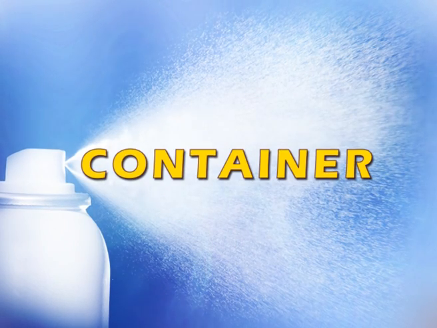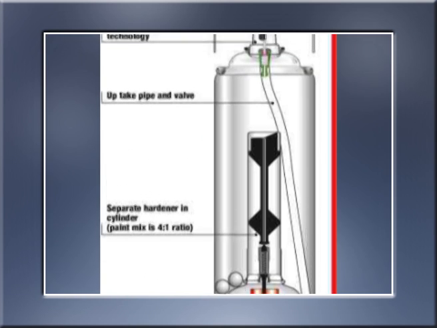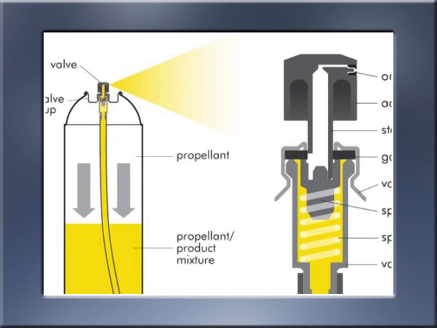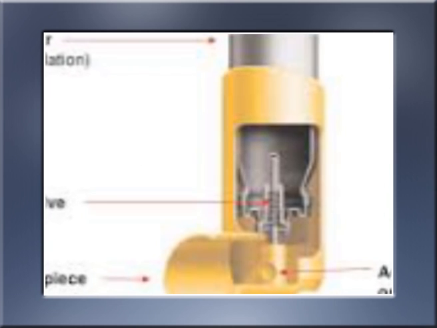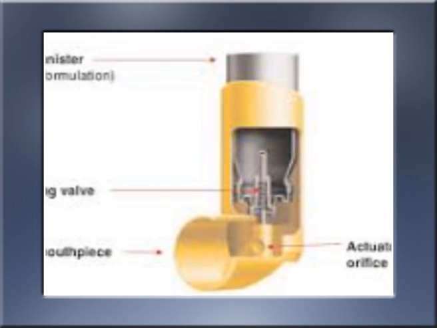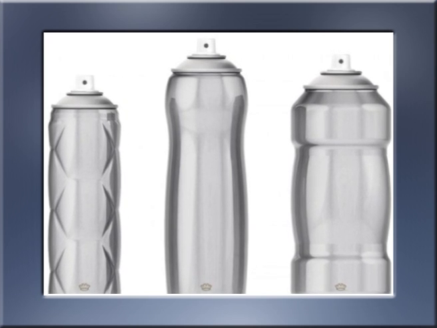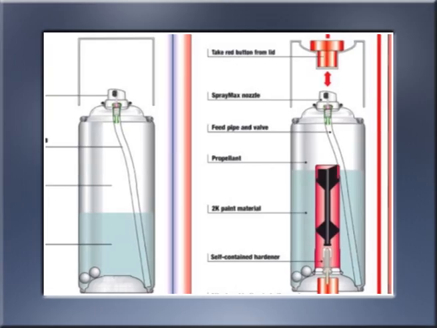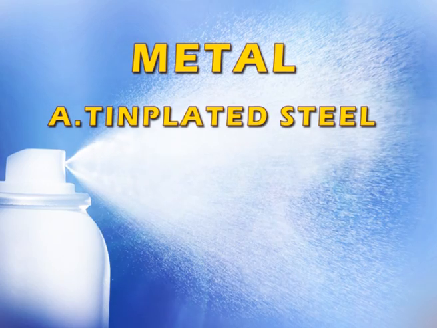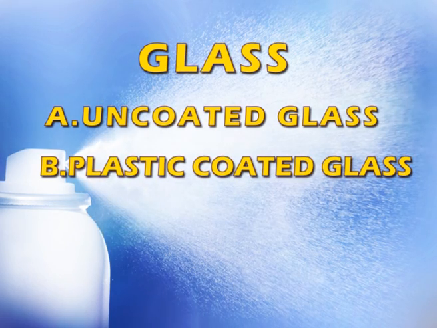The second component of aerosol product is the container. The selection of the container for a particular aerosol product is based on its adaptability to production methods, compatibility with the formulation, ability to sustain the pressure necessary for the product, the design and aesthetic appeal, and the cost. Aerosol containers have been manufactured from materials which withstand high pressures, such as 140 to 180 pounds per square inch gauge at 130 degrees Fahrenheit. The materials that can be used as container material: metal, that may be tin plated steel, aluminum, stainless steel. The second one is glass, that may be uncoated glass or plastic coated glass.